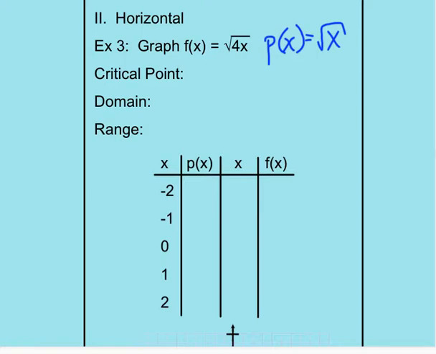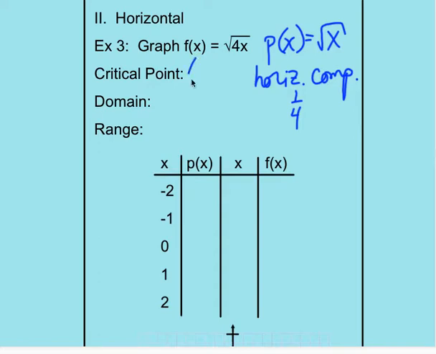The transformation on this one is a horizontal compression with a scale factor of 1/4. So when we set up our t-charts, we'll be multiplying the x values by 1/4. One thing you can do to make this easier, i.e. have fewer fractions, is to change your parent function x values to numbers that are multiples of 4. So I think I'm going to do that on this one.